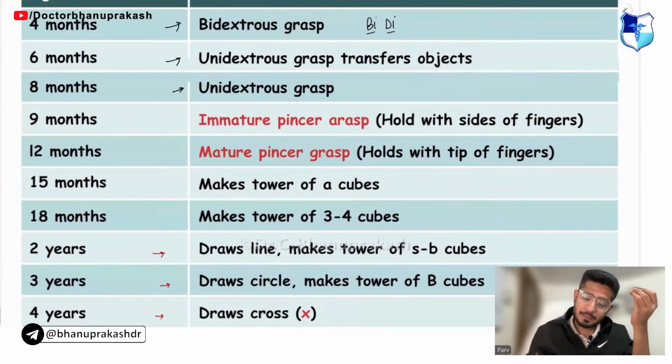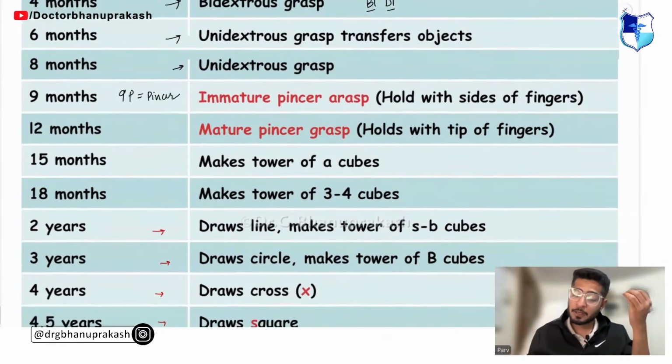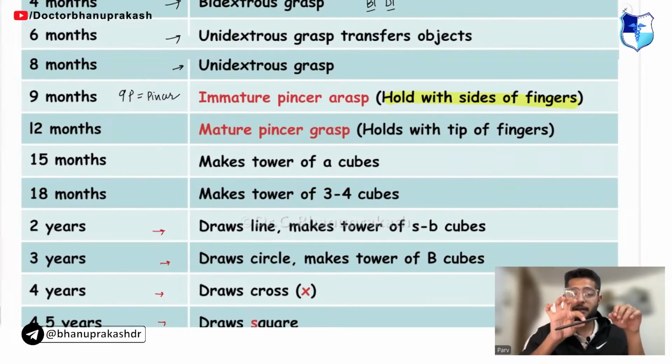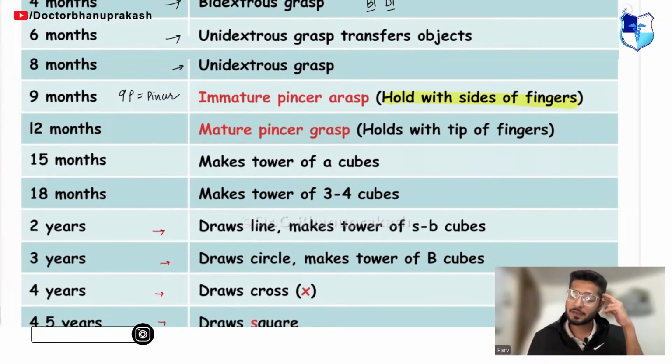9 months, 9 is just looking like P for pincer grasp. So 9 is going to be immature. Immature pincer grasp means holding with the sides of the finger, just like this. This is immature grasp. Whereas if you hold it like this, this is the mature pincer grasp that is going to come at 12 months.